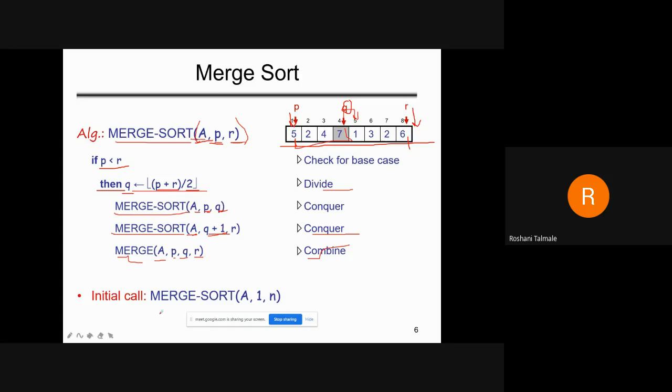Okay. So the initial call means merge sort. Here it is mentioned P is 1. P is 1 means this is the first iteration. And for R, we don't have any idea about the last value, so we will consider it as n. The last value we will consider as n, but the first element of the array we will consider as 1.